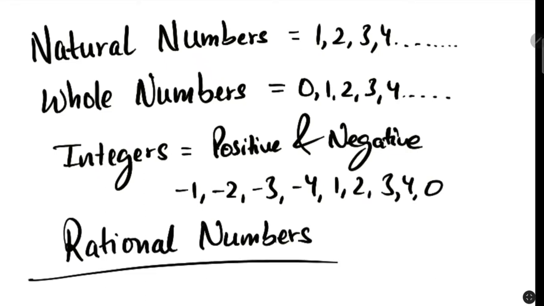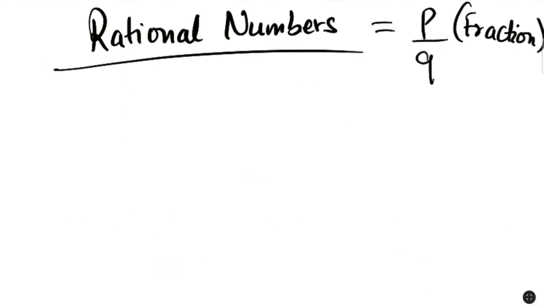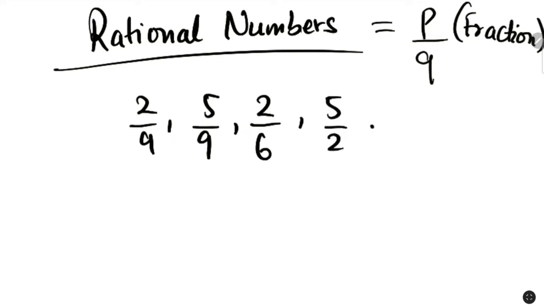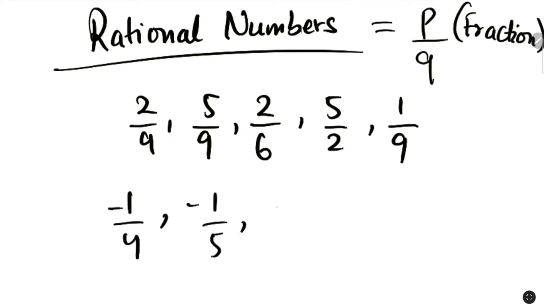Now the rational numbers. Rational numbers are in the form of P upon Q. That means in the form of a fraction. For example, 2 upon 9, 5 upon 9, 2 upon 6, 5 upon 2, 1 upon 9. It could be in negative form: -1 upon 4, -1 upon 5, -6 upon 2.